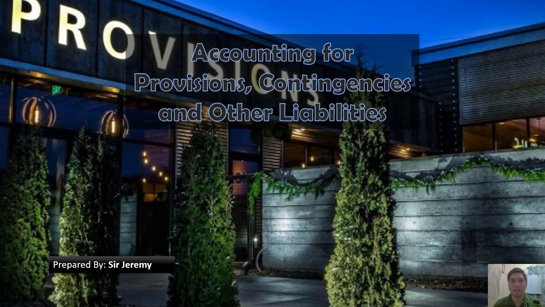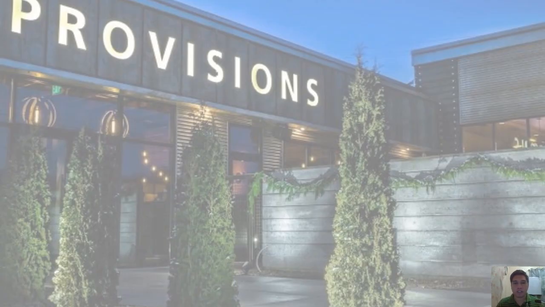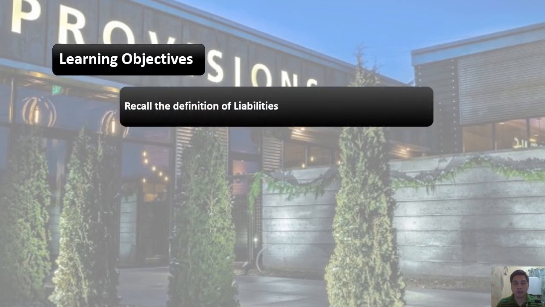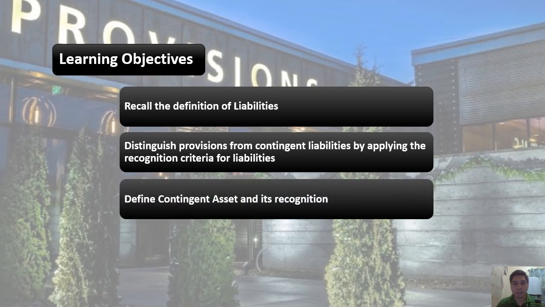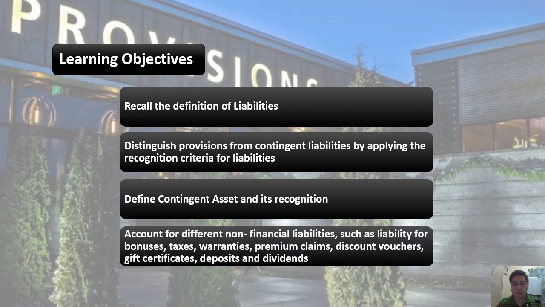So let's start. For our learning objectives, first, to recall the definition of liabilities. Second, distinguish provision from contingent liabilities by applying the recognition criteria for liabilities. Third, define contingent asset and its recognition criteria. Last, to account for different non-financial liabilities such as liability for bonuses, taxes, warranties, premium claims, discount vouchers, gift certificate, deposits, and dividend. So let's start.